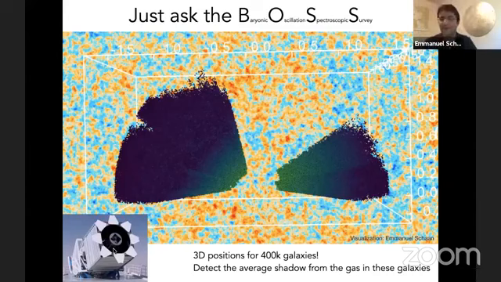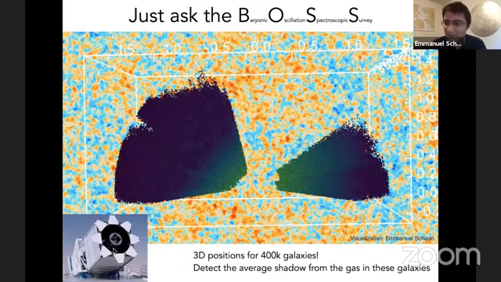All right, so we now have all these galaxy positions in 3D. We have those high quality maps of this backlight, this cosmic microwave background. All those galaxies are in front of the backlight. Can we average all those images and measure that shadow, that signal that we're looking for?